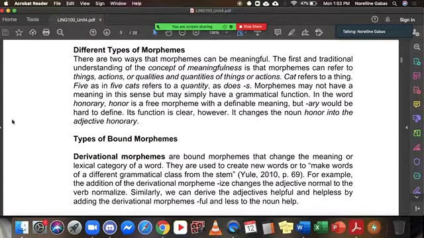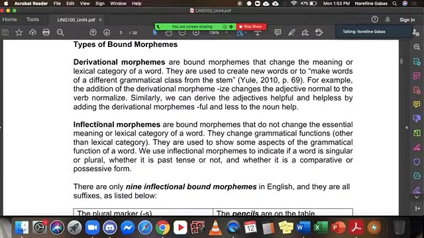Okay? Next is types of bound morpheme. So when we say bound morphemes, yung ginagamitan siya ng prefix and suffixes. Derivation morphemes are bound morphemes that change the meaning or lexical category of a word. They are used to create new words or to make words of a different grammatical class from the stem. Example, the addition of the derivation morpheme IZE.